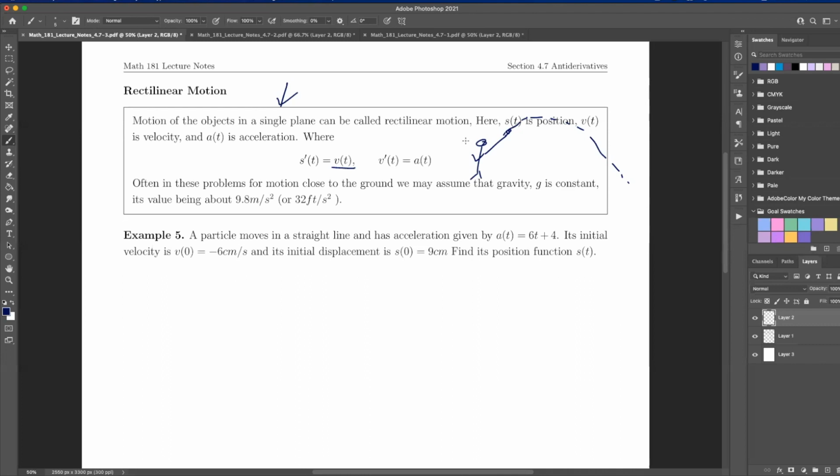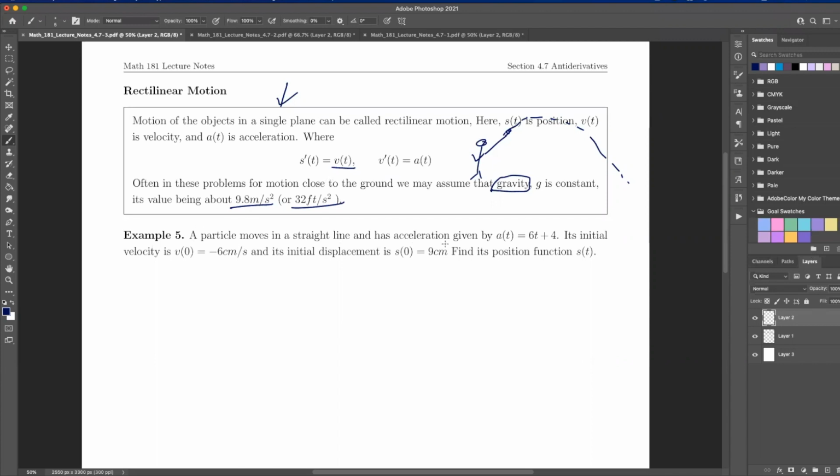All right, so a particle moves in a straight line. So let's actually just get used to doing this. Often in these problems for motion, we assume gravity. g is a constant where we use 9.8 meters per second squared, or if it's in feet, it's 32 feet per second squared. Okay, so these are your two. It doesn't tell you that anywhere specifically unless you read the fine details, but we'll go through it.